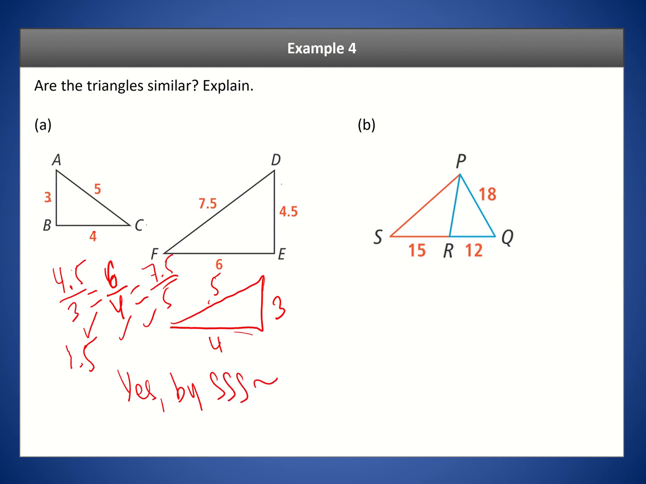All right, let's look at example 4B. This one does not look as obvious because the triangles overlap. We're looking at this big triangle and this blue triangle. So let's draw the big triangle first. We know that this bottom side is 27 because of the 15 plus 12, and this is 18. Now, this blue triangle is hard to tell whether it's similar to this or not.